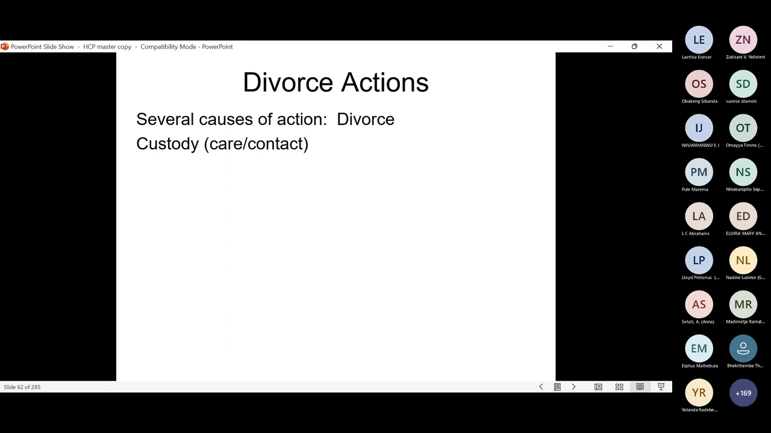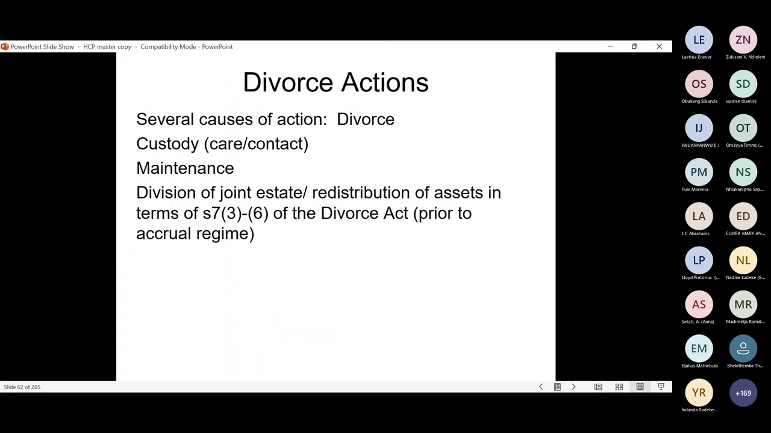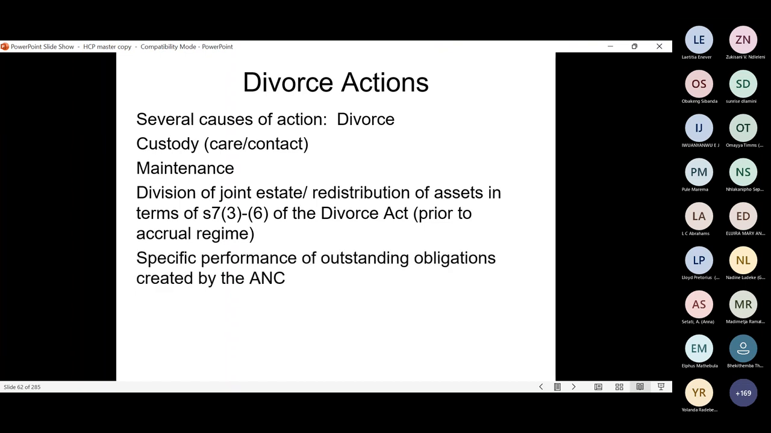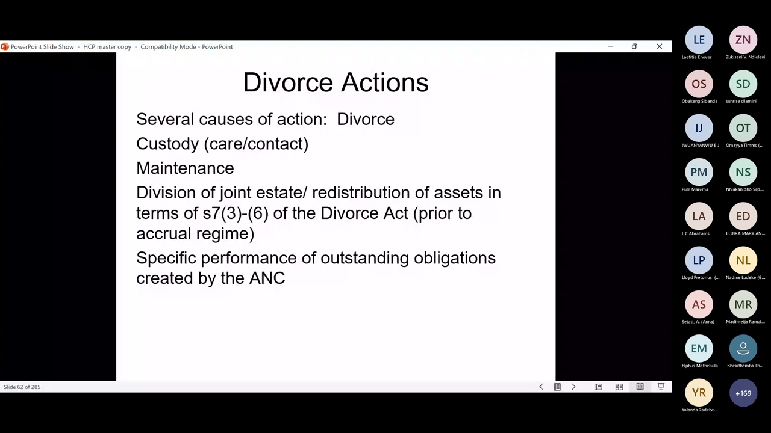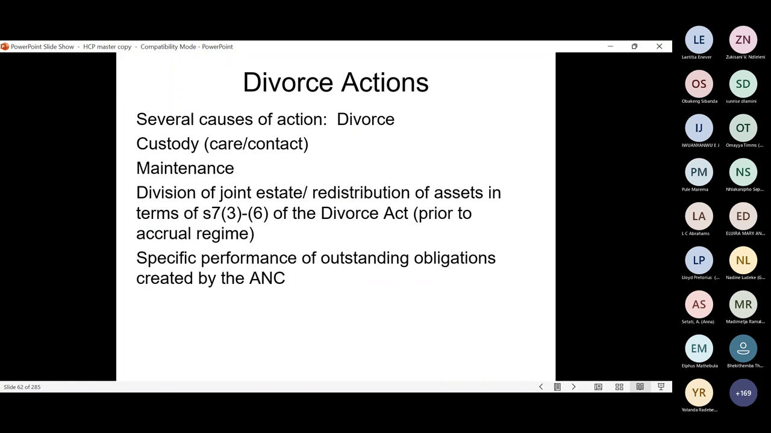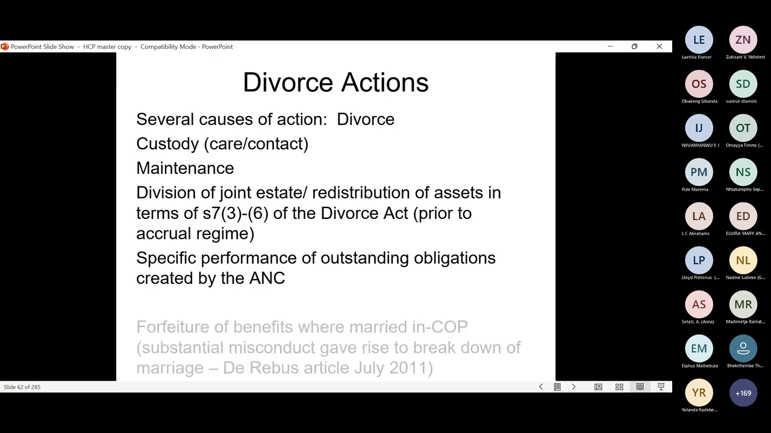Where are the children going to stay? Maintenance, who is going to pay maintenance? Different. If there's an estate married in community of property, then it's a joint estate that must be divided. Or if they are married out of community of property, you must also check if the accrual regime is applicable. And if they are married in terms of an antenuptial contract, any specific performance of any outstanding obligations created by the antenuptial contract, you must look at that.